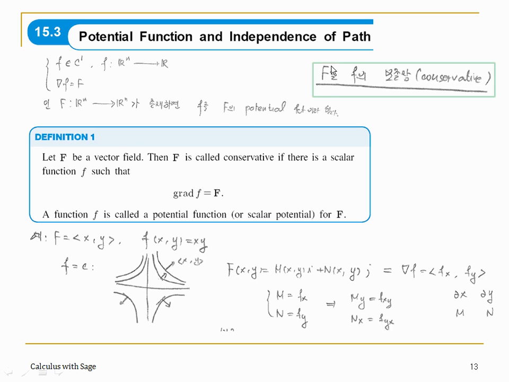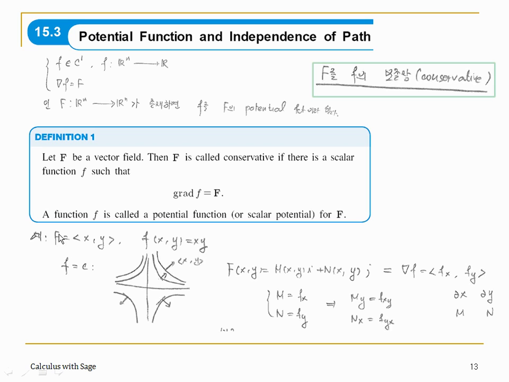And we call this capital F, this vector-valued function or vector field, conservative, with the potential function f. Okay, here's the definition of all those explanations. Let F be a vector field. Then F is called a conservative vector field if there is a scalar function f such that the gradient of f is equal to F. And this function little f is called a potential function or a scalar potential for this vector field F.